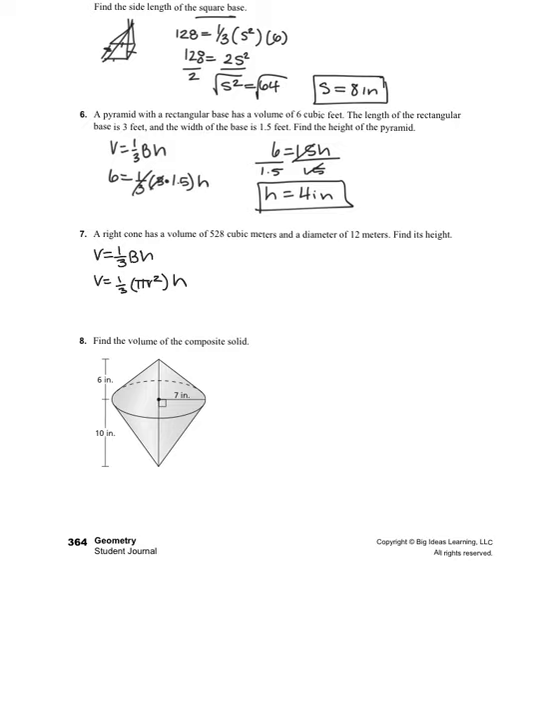And we know the volume, so I can just go ahead and plug that in. So I have 528 equals 1/3 times pi times 6 squared, and then times h. So I'm going to go ahead and simplify this. So I end up with 528 equals, when you simplify this side, you end up with 12 pi h. I'm going to divide both sides by 12 pi. And so then you get h is approximately 14 inches.